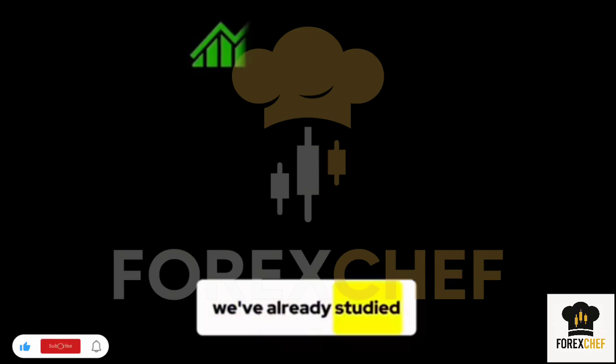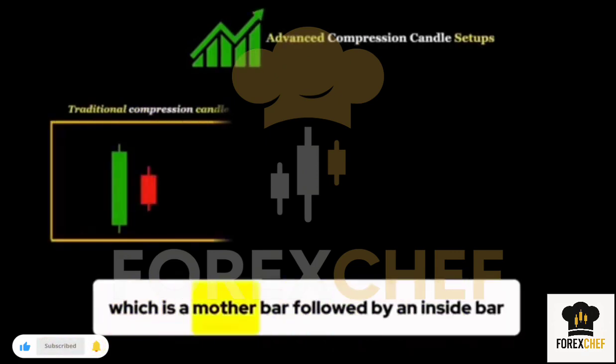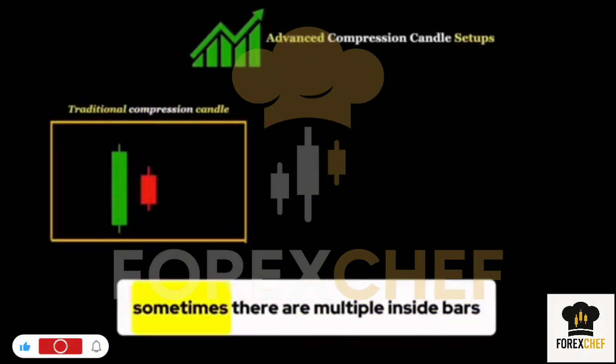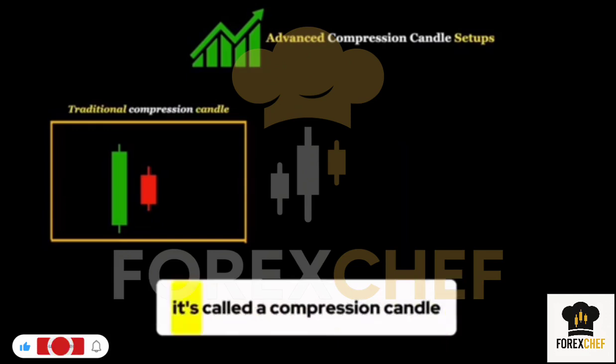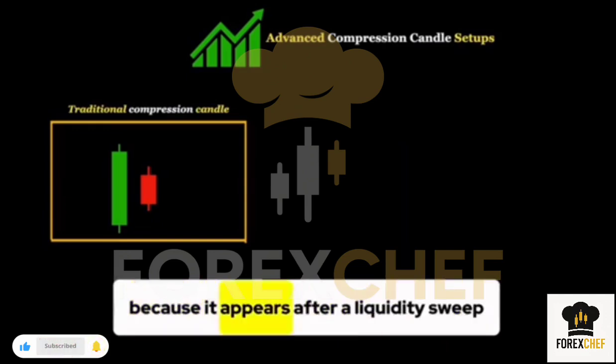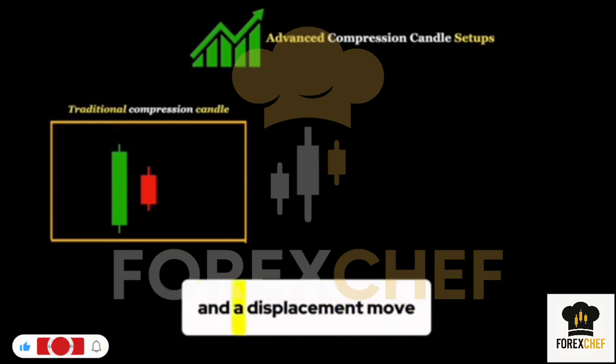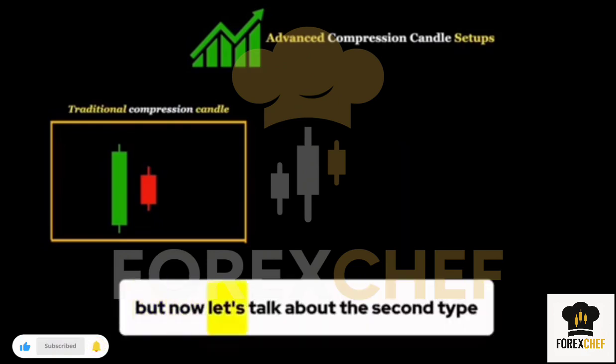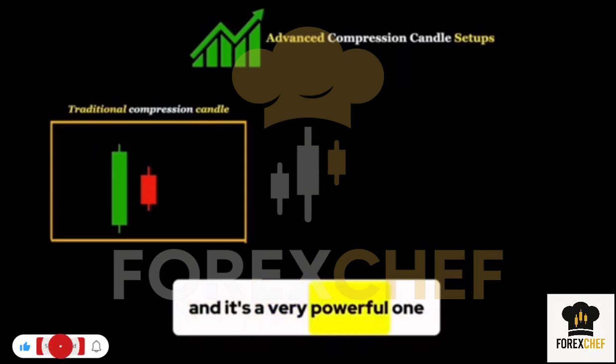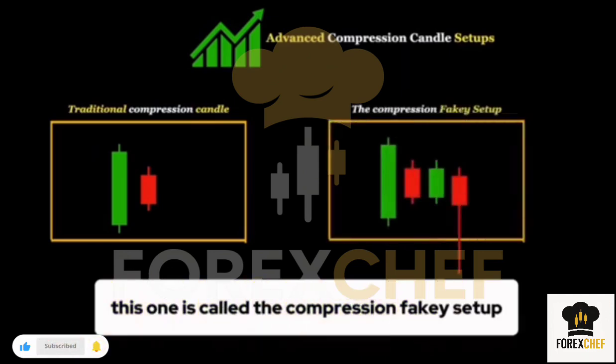Now, we've already studied the traditional compression candle, which is a mother bar followed by an inside bar. Sometimes there are multiple inside bars within the range of the mother bar. It's called a compression candle because it appears after a liquidity sweep and a displacement move. But now let's talk about the second type, and it's a very powerful one. This one is called the compression fakie setup.